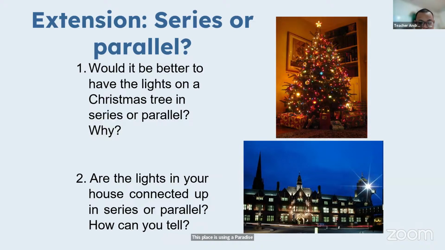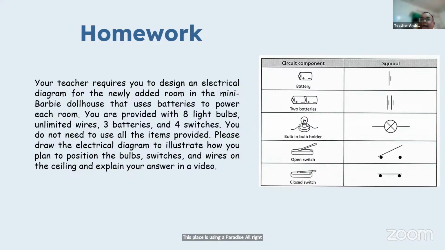All right. Now, a little homework here. It's been a long time since we issued a homework. So, Teacher Andrew requires you all to design an electrical diagram for the newly added room in a mini Barbie dollhouse that uses battery to power its room. You are provided with 8 light bulbs, unlimited wires, 3 batteries, and 4 switches. You don't need to use all of the items given. Please draw an electrical diagram to illustrate how you plan to position the light bulbs, switches, and wires on the ceiling of the new room, and explain your answer in the video.